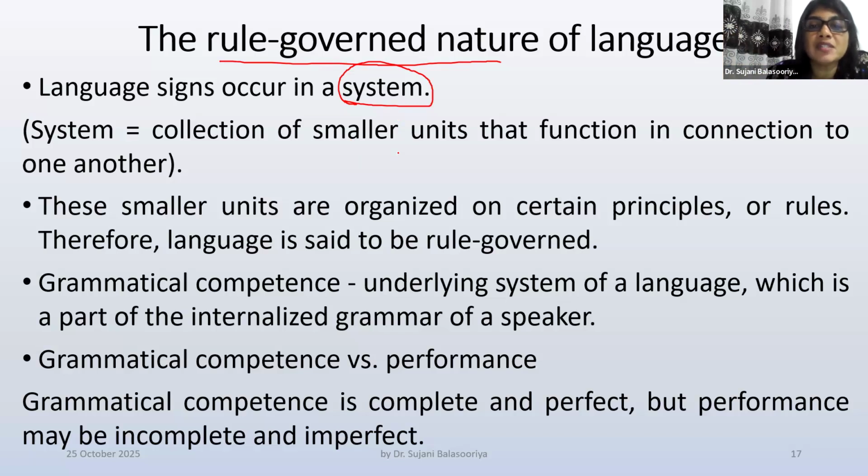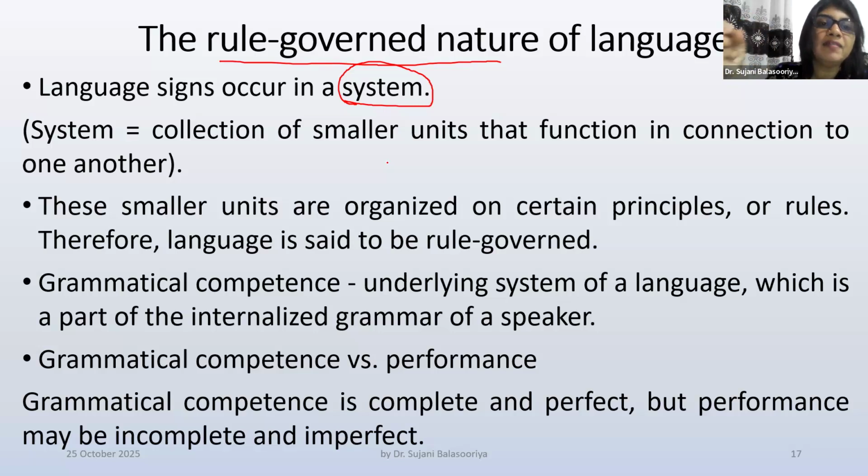A system is a collection of smaller units that function in connection to one another. Small units are there, several different small units. And the special thing is these small units function in connection to one another. There are interconnections or interrelationships among the units. Each unit can function on its own. At the same time, each unit functions in relation to the other units as well. So this is the nature of any system, right?